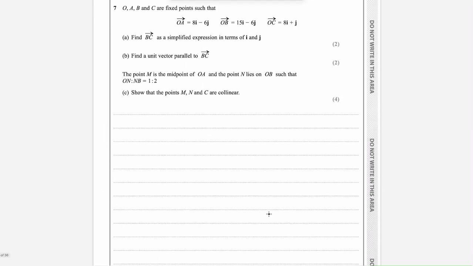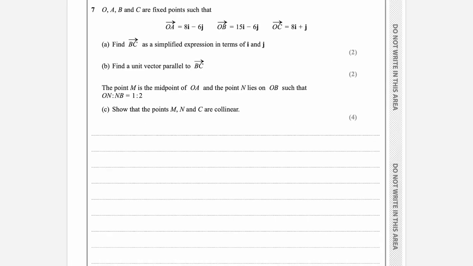Question 7. OA, OB, OC are fixed points such that OA, OB, OC are this. Find BC as a simplified expression in terms of i and j. Okay, that, guys, I think is easy. So BC, let's do it here. BC is equal to, we're going to go from B to O and then O to C. So it's B to O and then plus O to C. Now, if you want to draw it, guys, you can, but I don't think I need to.